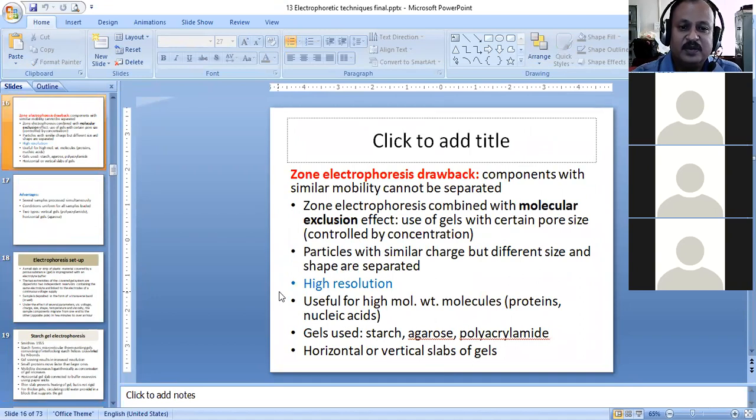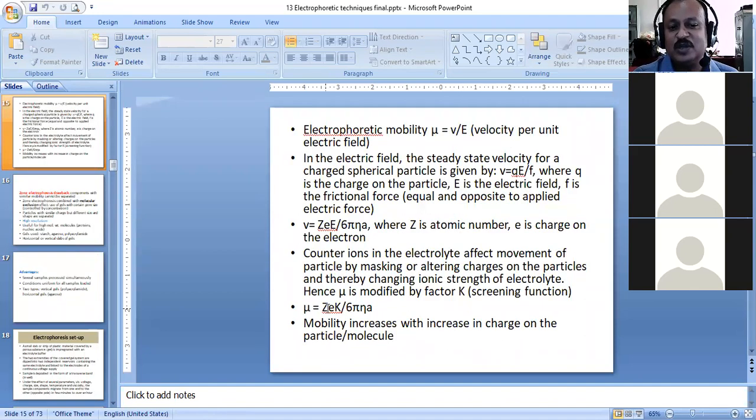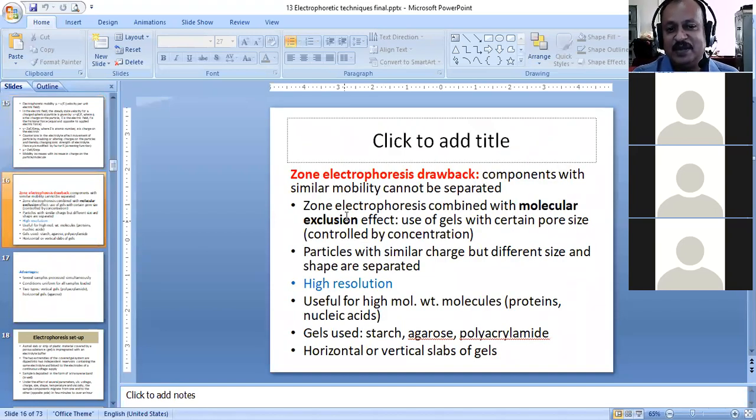Okay, now let us come to this important point, that is the drawback of zone electrophoresis. What is the drawback? The components which are present in the mixture and having similar mobility cannot be separated. Similar mobility म्हणजे काय? हे सगळे factors. Charge on the molecule, similar charge, frictional coefficient or frictional force, all the factors, if they are similar, then these particles cannot be separated in zone electrophoresis.